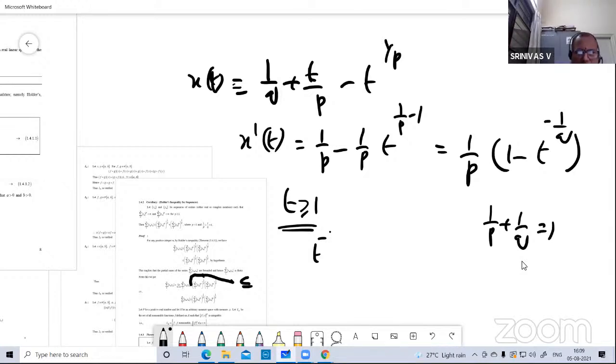Okay, we'll show that x dash t is negative for t less than 1 and positive for t greater than 1. This means that on the left hand side of t equal to 1, x is decreasing, and on the right hand side x is increasing. Therefore, at t equal to 1, x will take a local minimum. That's how we get x of t is greater than or equal to x of 1, and using that we obtain the Holder's inequality. That is the basic idea. We'll show that x of t is greater than or equal to x of 1 in a neighborhood of 1.